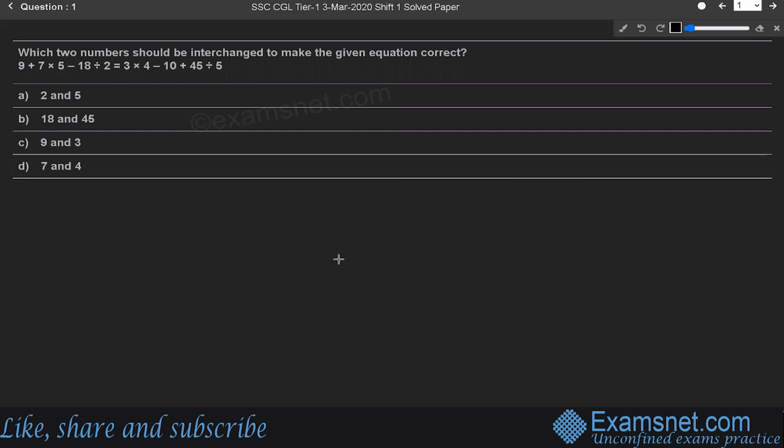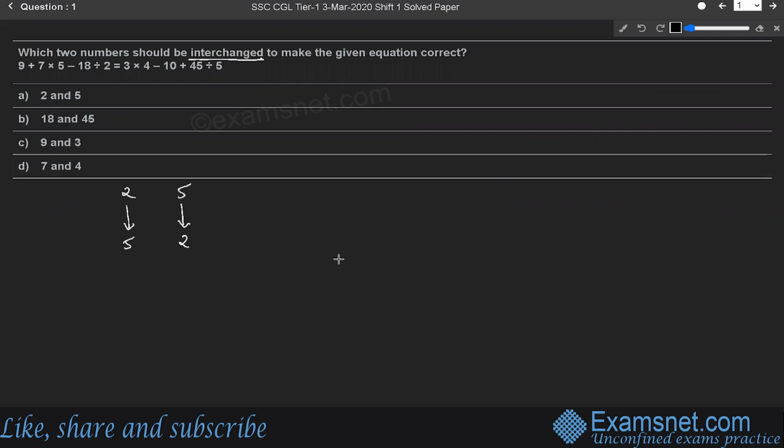First question is, which two numbers should be interchanged to make the given equation correct? Equation is given here and we have to identify two numbers that should be interchanged. Interchanged means we will swap their values. For example, let us take the first option, 2 and 5. Interchanging these values means in the place of 2, we have to write 5, and in the place of 5, we have to write 2. So this means the values are interchanged.